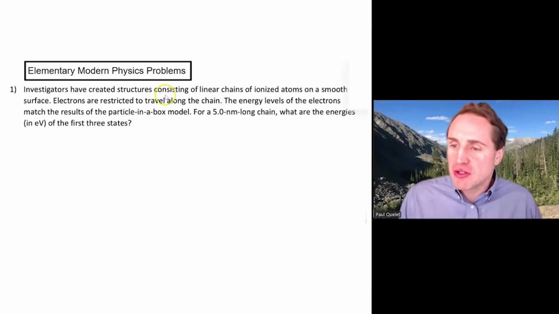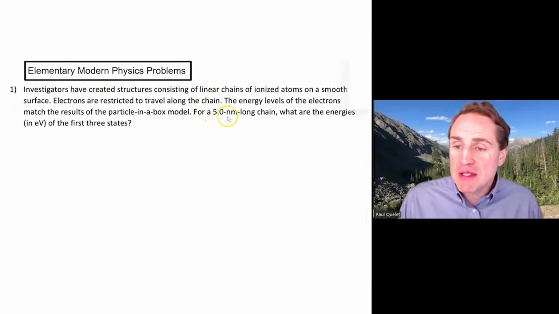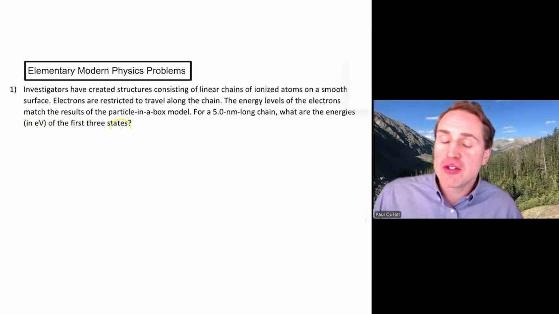Investigators have created structures consisting of linear chains of ionized atoms on a smooth surface. Electrons are restricted to travel along the chain. The energy levels of the electrons match the results from the particle in a box model. For a 5.0 nanometer long chain, what are the energies in electron volts, that's eV, of the first three states?